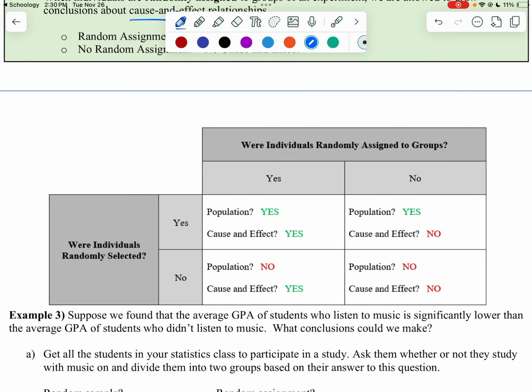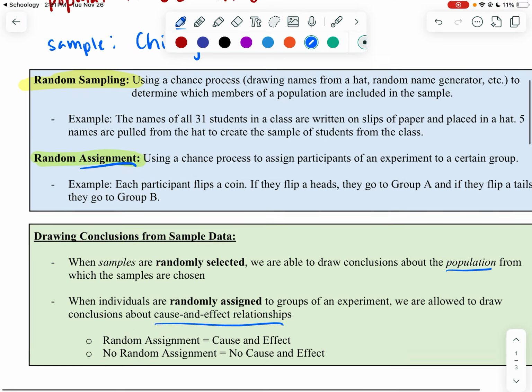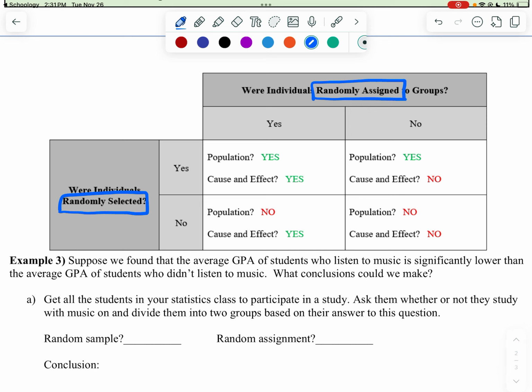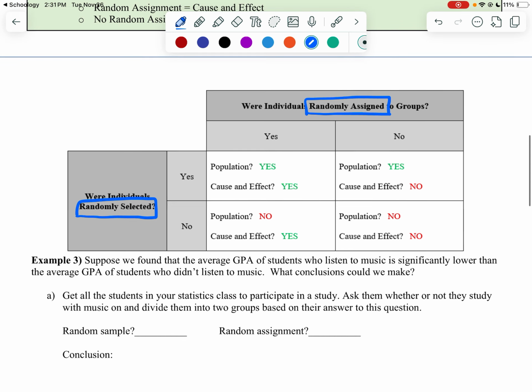Okay, we're going to focus on if you have random assignment versus if you have random selection, or random sampling. I'm going to talk about what's inside there in a second, but let's just go through an example. Suppose we found that the average GPA of students who listen to music is significantly lower than the average GPA of students who didn't listen to music. What conclusions could we make?